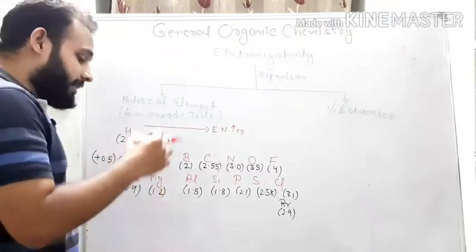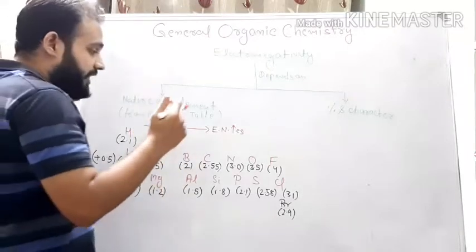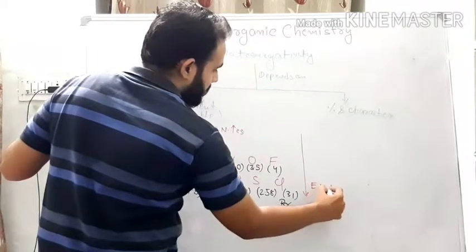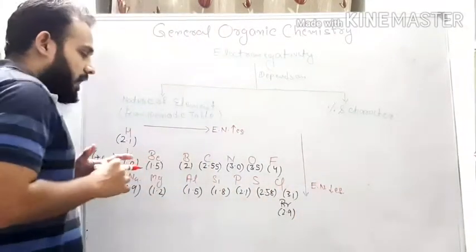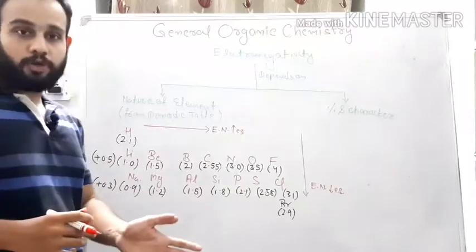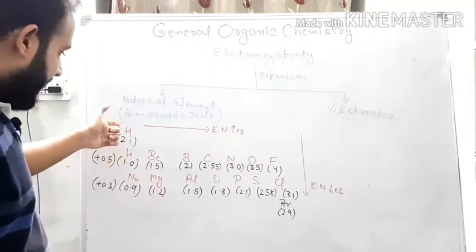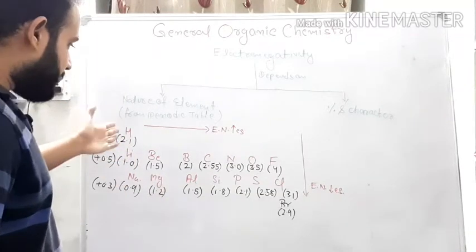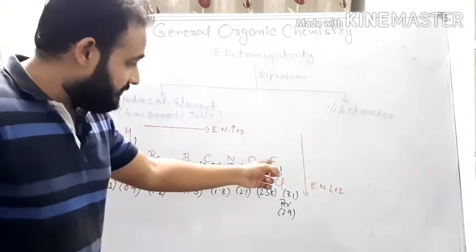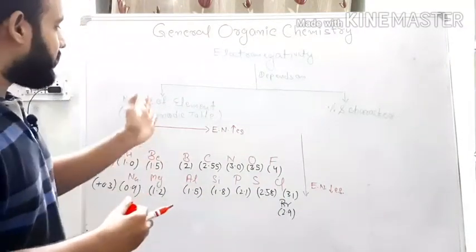Okay, and you know that along the group, when you move from top to bottom, the value of electronegativity decreases. Along the period, the value of electronegativity increases, and in the group from top to bottom, the value of electronegativity decreases. As you see, hydrogen has the highest electronegativity, then lithium, then sodium. Similarly fluorine, chlorine, bromine, etc. This is the nature of the element.